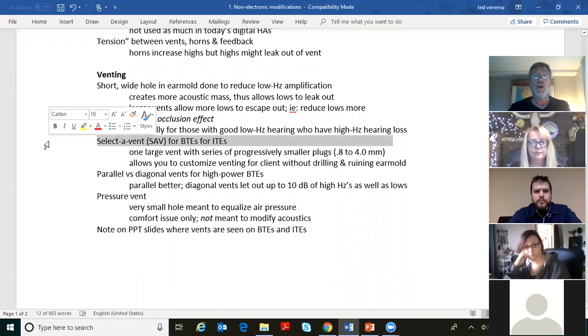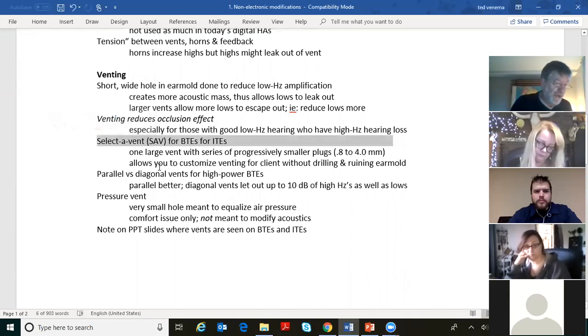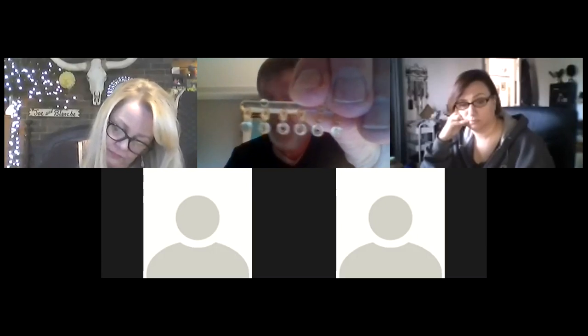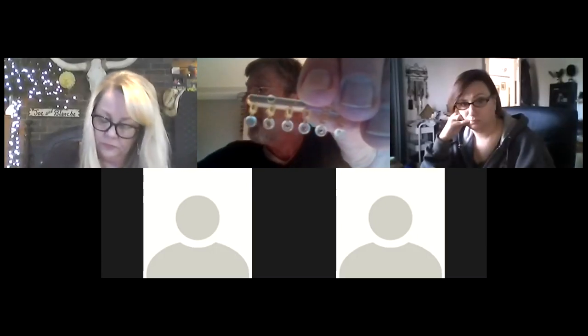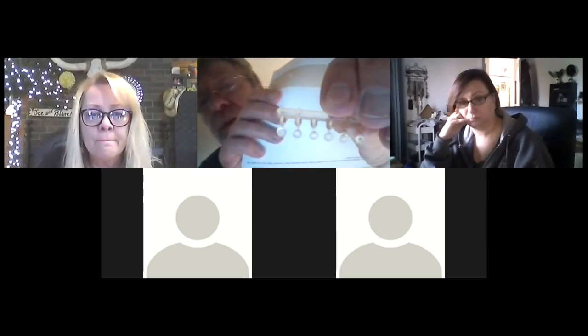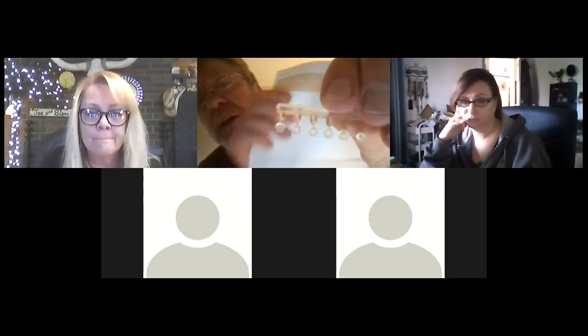Select event is not always that common anymore. For large BTEs it was, and it often looked like this. I'll stop sharing and I'll just show you what select event looked like. A little thing with, see how the holes get bigger and bigger? If I put something behind it like a piece of paper, you can see the holes getting bigger and bigger, okay? These are select event plugs.